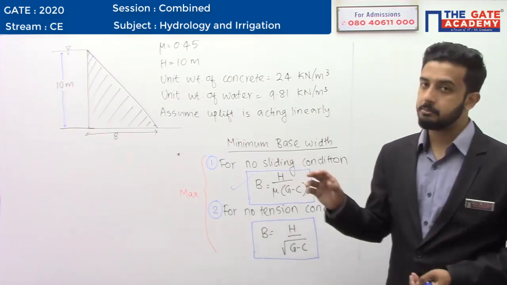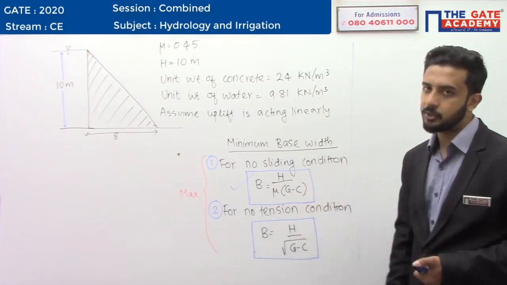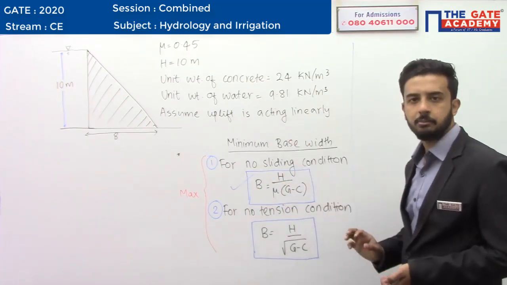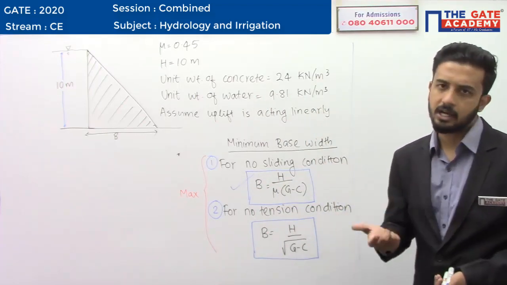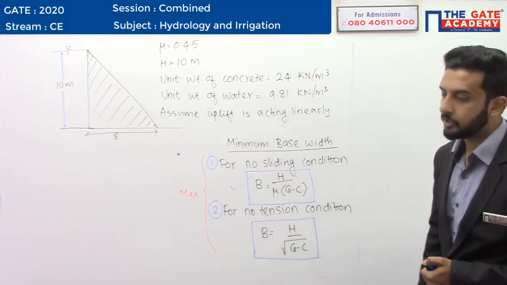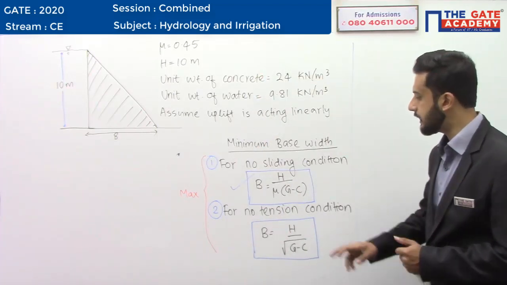The only confusion might be regarding this G value. I will explain what it is. The H value is directly given as 10 meter; the height of water and the height of the dam are both the same in this case. Mu is the coefficient of friction, directly given as 0.45.